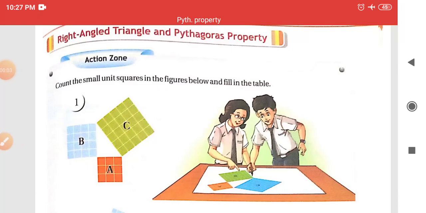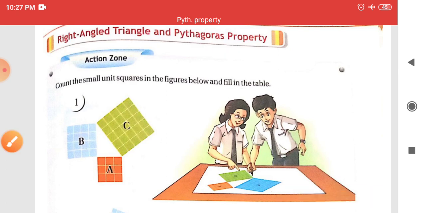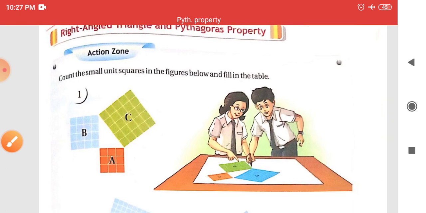Hello students, today we will discuss the last topic of this chapter, that is right angle triangle and Pythagoras property. We know that a right angle triangle is a triangle in which one angle is equal to 90 degrees. And Pythagoras property is always used in a right angled triangle. Here is an activity that is related to Pythagoras property.